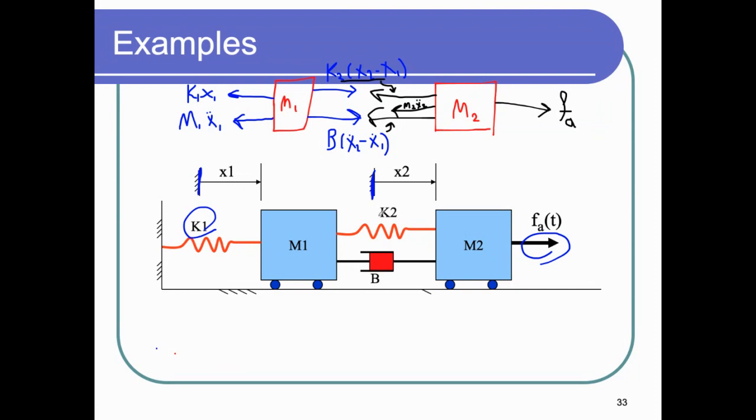Now we drew the free body diagrams, and we have the forces and all the directions. We write the equations. So we have one equation for every mass. So for mass 1, what we have is just this, right? We have k1 x1 plus k2 (x1 minus x2).